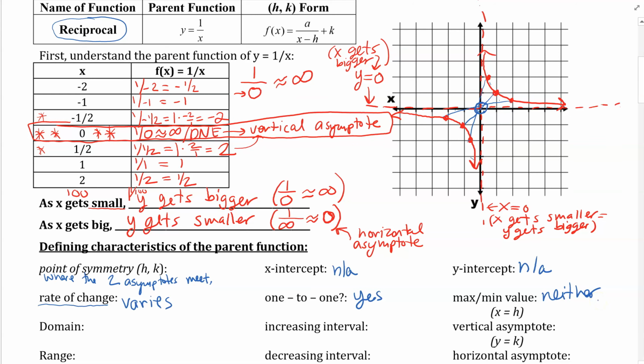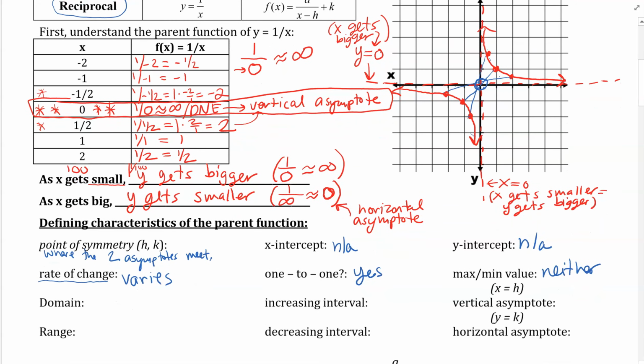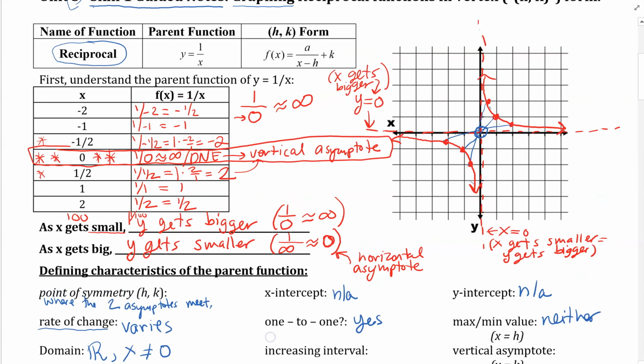The domain and range for this function is interesting as well. It includes almost every value. It just excludes one. So we say all real numbers except when x is 0. X cannot be 0 for this function because when it is, bad things happen: the y value doesn't exist, and there's a vertical asymptote there.